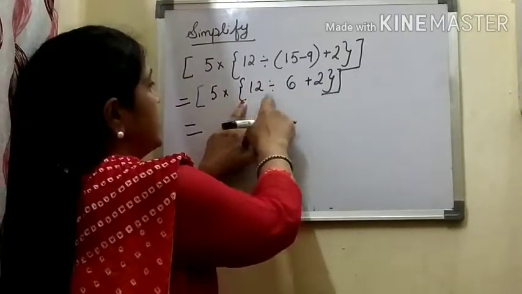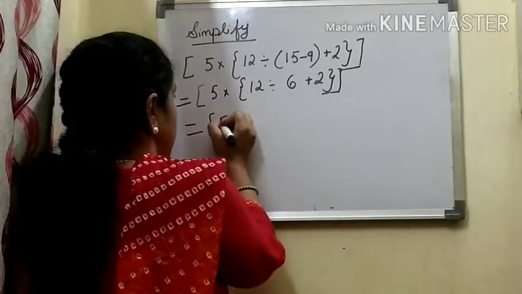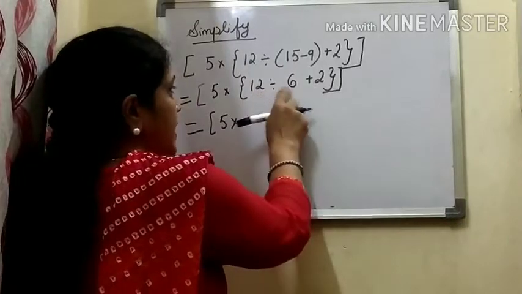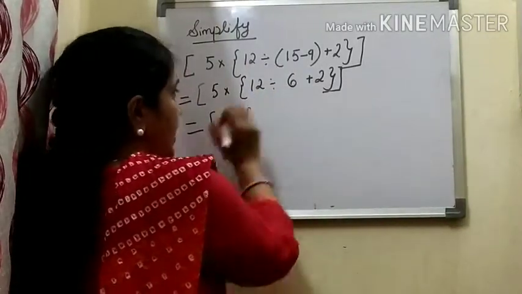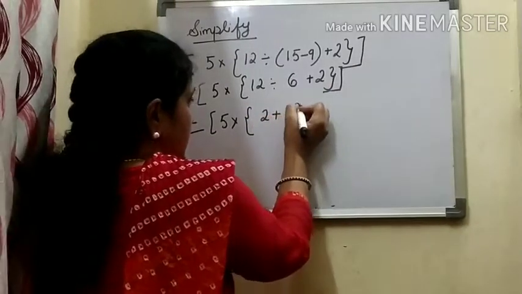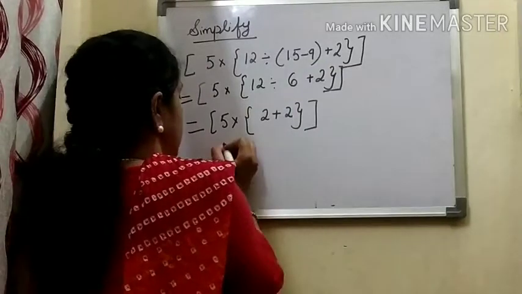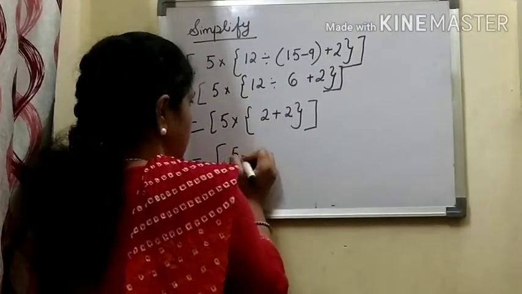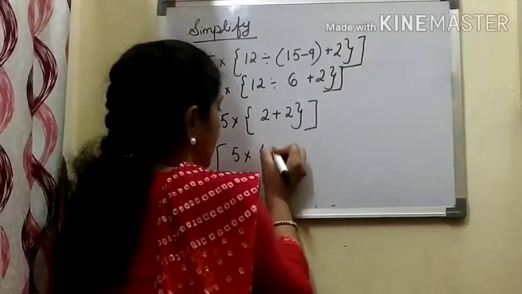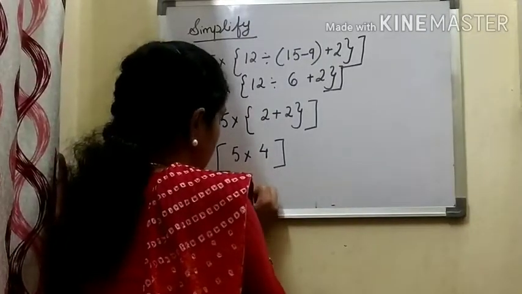Now in the next step, I have to solve whatever operations are inside the curly bracket. So I will write 5 into. Here again I have to apply the DMAS rule. 12 divided by 6 will be 2, 2 plus 2, curly bracket close, then square bracket close. Then put an equals sign, start the square bracket, 5 into 2 plus 2, what is it? It is 4. Close the square bracket and then 5 4's, our answer is 20.